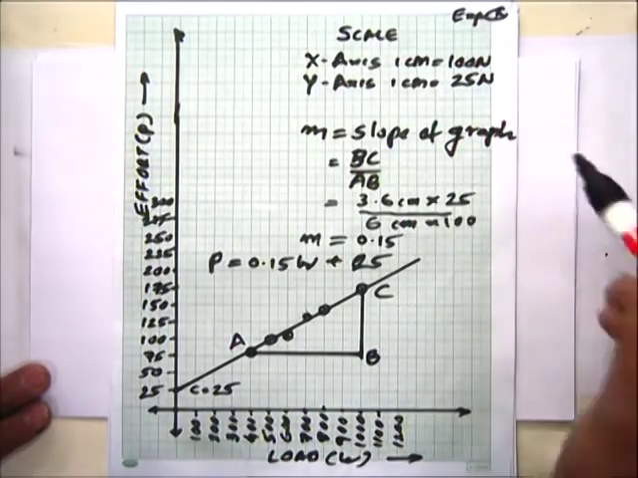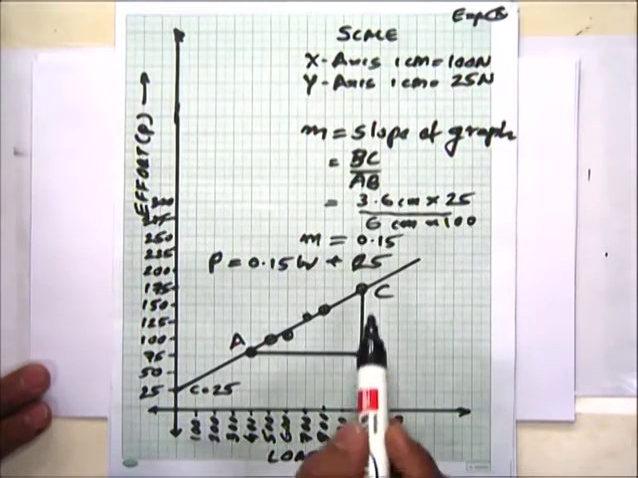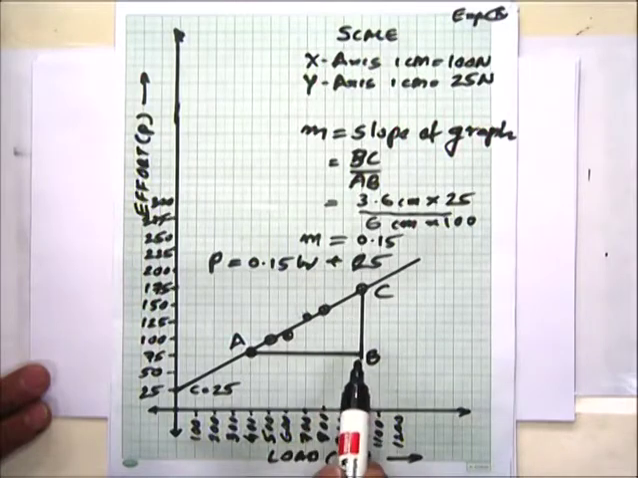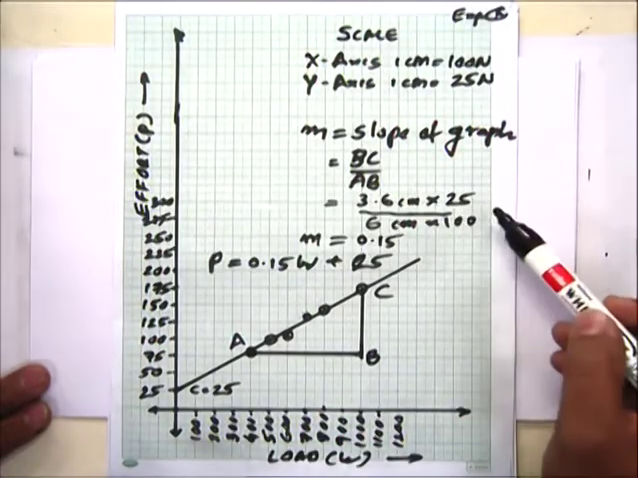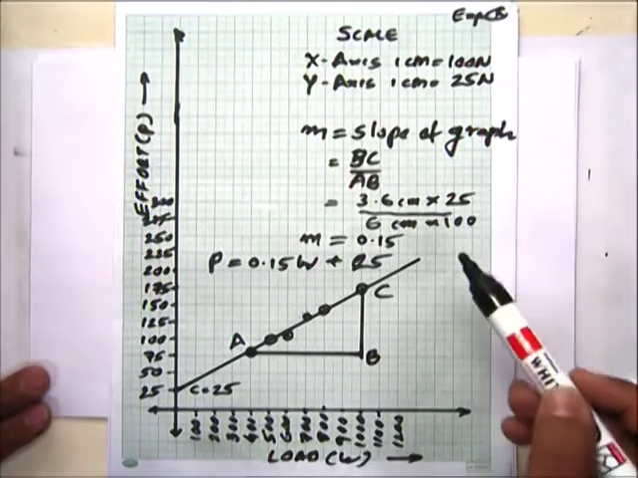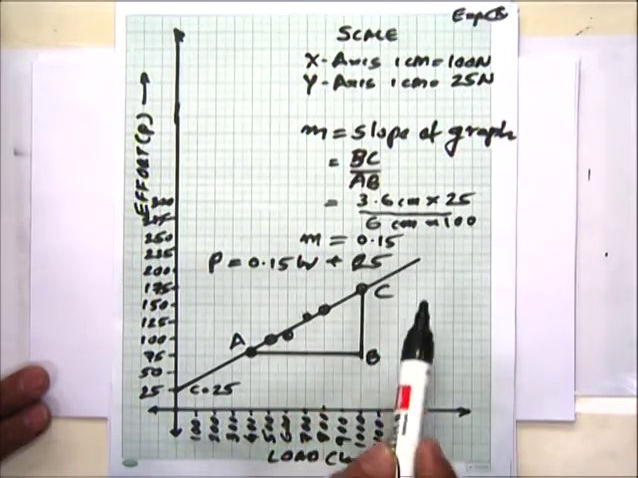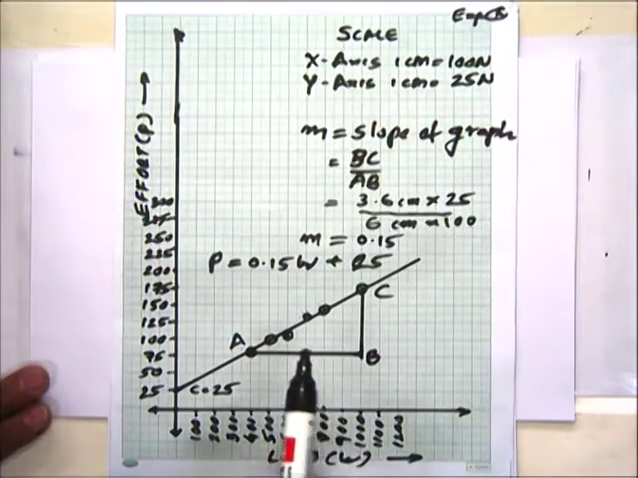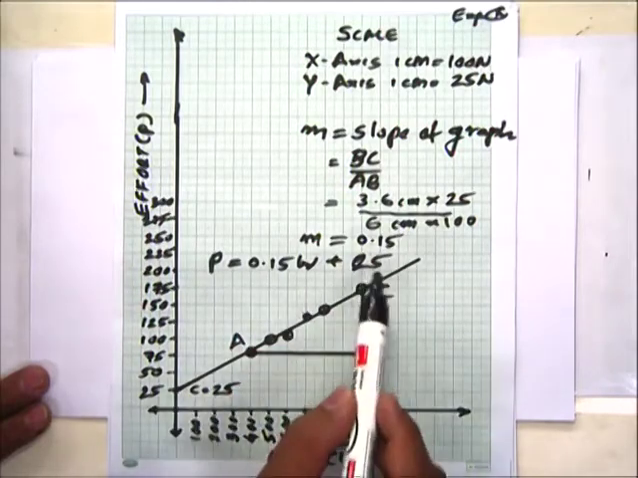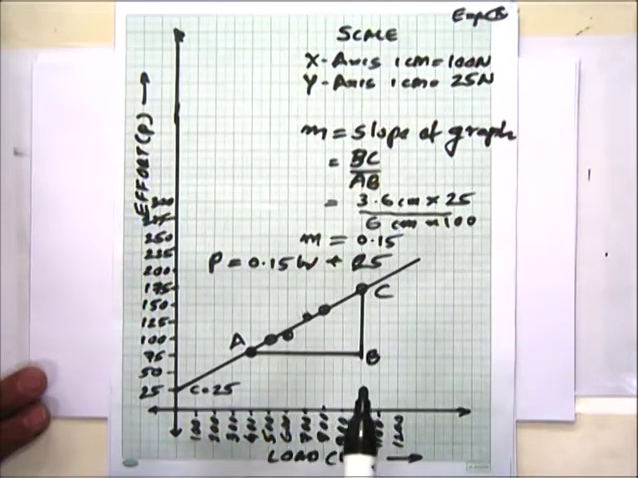Now M is the slope of this graph. That is, graphically you can say it is BC upon AB. Now measuring this we get 3.6 centimeter, and scale on y-axis is 25 Newton. So 3.6 centimeter multiplied by 25. Similarly AB is a horizontal distance, that is 6 centimeter into scale of x, that is 100. Ultimately we get M is equal to 0.15. So we can say law of machine is P is equal to MW plus C. Here M is found as 0.15, and putting the value of C as 25, P is equal to 0.15 W plus 25. That is the law of machine.